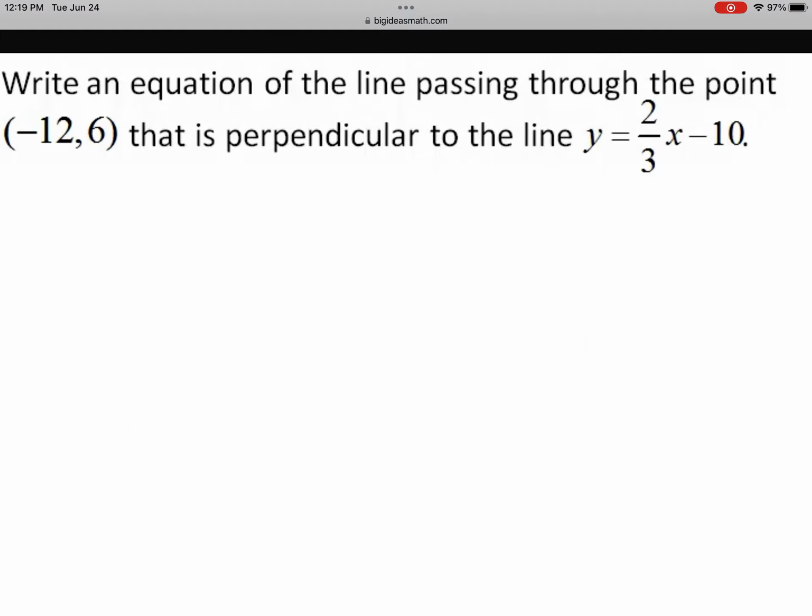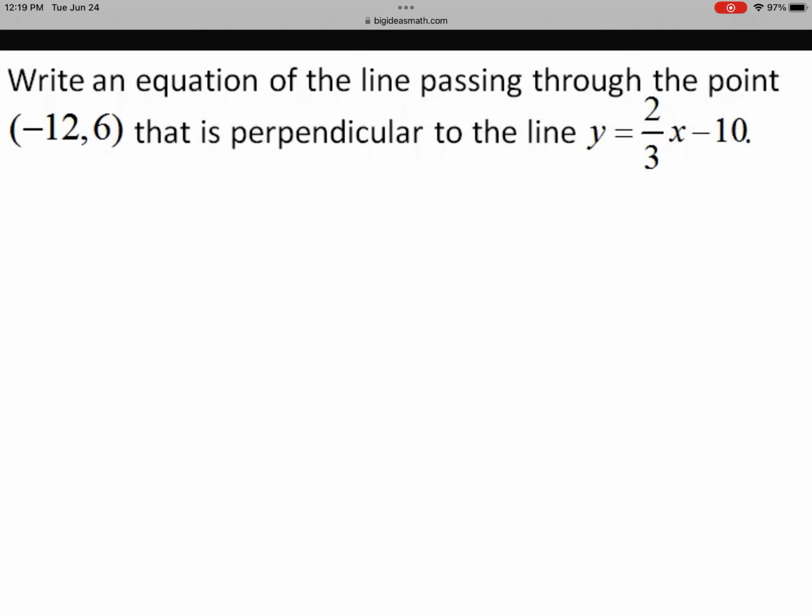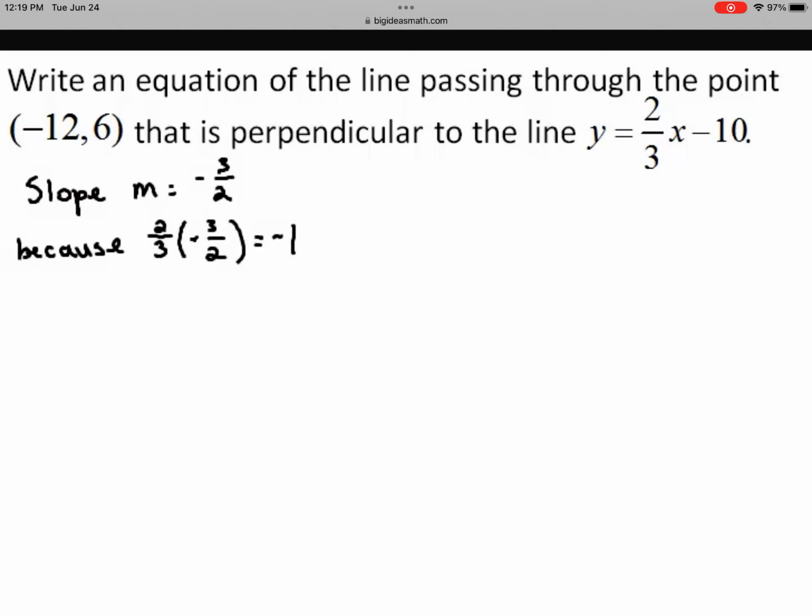Write an equation of the line passing through the point -12, 6 that is perpendicular to the line y equals 2/3 x minus 10. The slope of your line is m equals -3/2 because 2/3 times -3/2 is -1. Use the slope-intercept form to find the equation of your line.